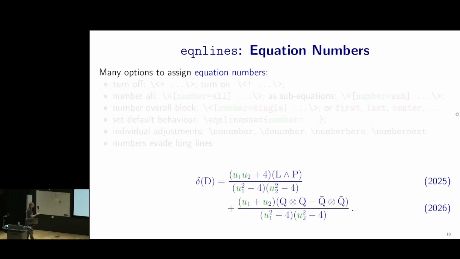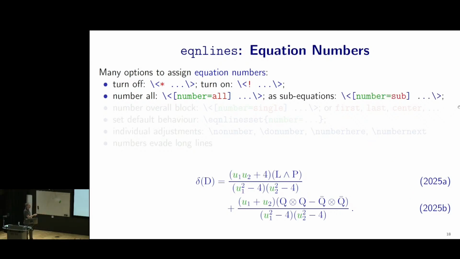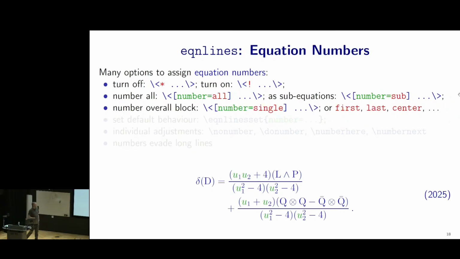So yeah, you've probably used multi-line equations with numbers, but if you want to turn them on or off, you have to put stars somewhere, and here the feature is you could just put a star to turn them off in one place, or you could turn them on if they are somehow turned off by default with another simple character. You just add that, and as usual, you could number all of the equations and then disable individual ones, but you could also put them as sub-equations with a simple modifier like this. You could number just a single equation. You could do it with the first one, you could do it with the last one, or you could put it in the center.